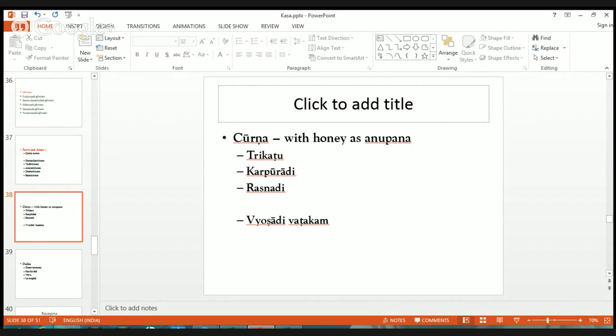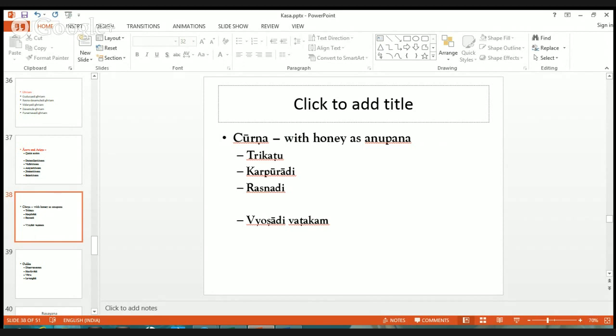So Trikatu, Karpuradi, Rasnadi. The same Rasna Dashamuladi which we saw as a Ghrita is used here. The same formulation as a Churna with honey can be taken internally. Rasnadi Churna can also be applied on the top of the head in case of a Vata Kapha pathology. Rasnadi Churna applied on the topmost part of the head gives a tremendous result, very quick results, which is commonly used in Kerala.